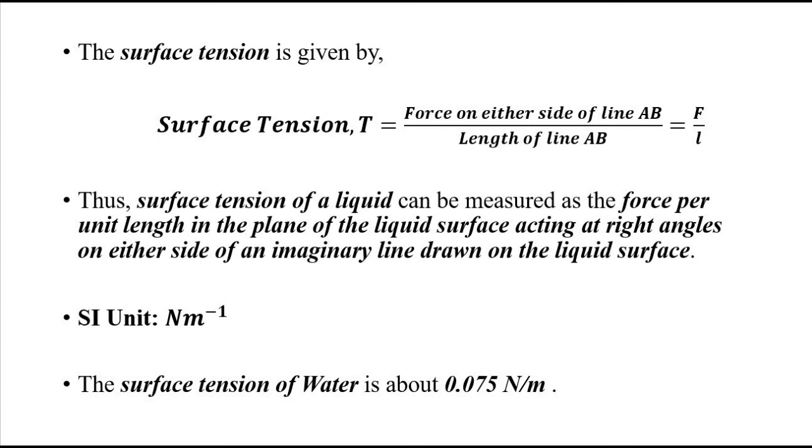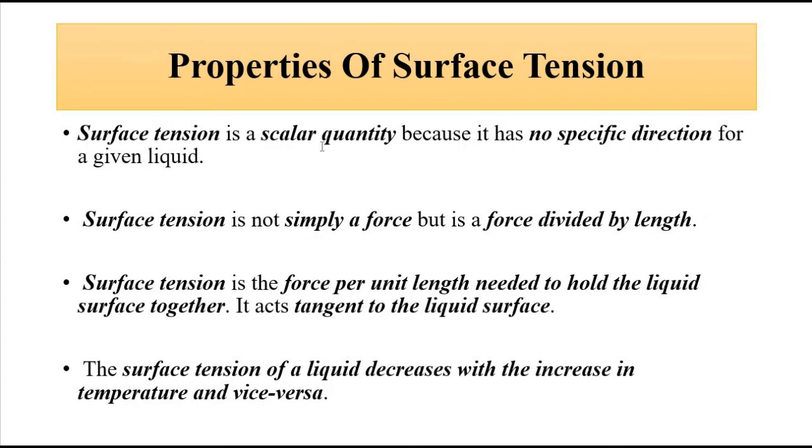So some properties of surface tension. Surface tension is a scalar quantity. It has no specific direction for a given liquid. Force is a vector, but force per unit length, surface tension, is scalar. Again, it is not simply force, but force per unit length, and it is the force which is needed to hold the top surface of the liquid together, and it always acts tangent to the liquid surface.